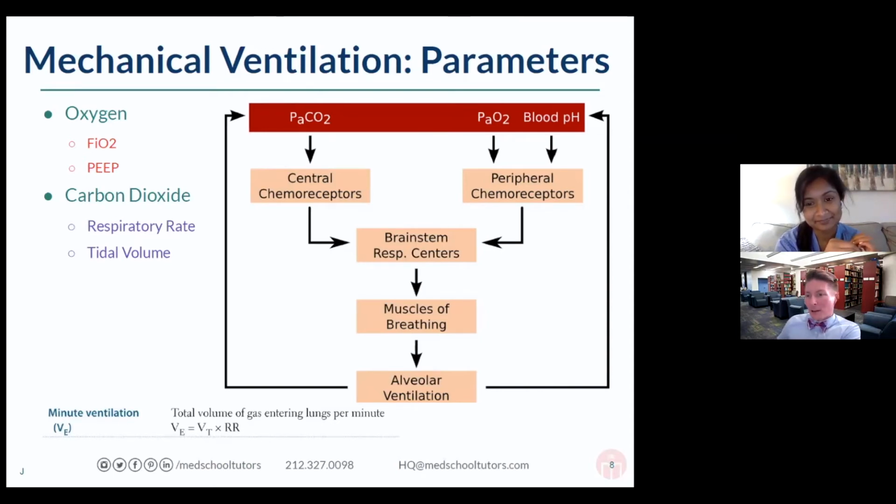And for carbon dioxide, the real thing that matters for CO2 is simply the respiratory rate and the tidal volume. Together, these two values roughly equate to what's called the minute ventilation. Minute ventilation is like the cardiac output, but for your lungs. So heart rate times stroke volume is how much blood your heart's pumping out. Respiratory rate times tidal volume is how much air your lungs are moving around, essentially.